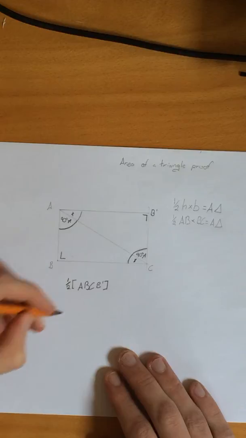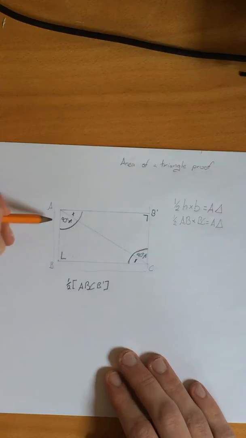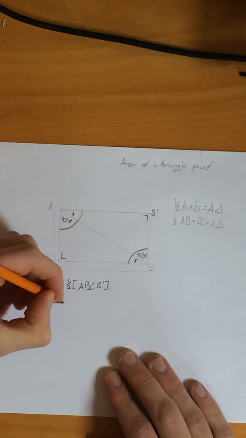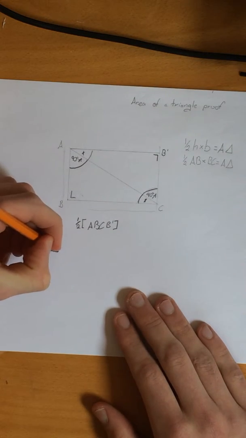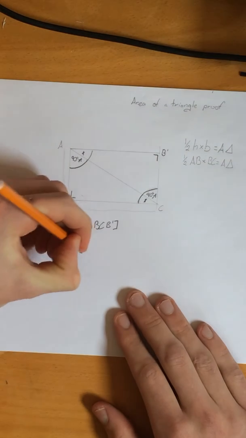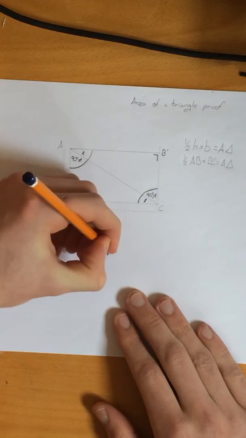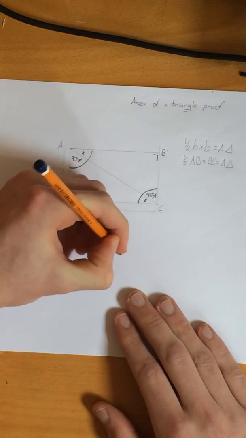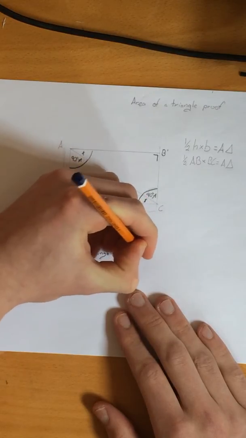Right, so we know that the formula for finding the area of a rectangle is the height by the base, or the length by the width, whatever way you want to call it. So we'll write that down. So area of a rectangle, sorry, it's not the best writing in the world, equals AB multiplied by BC.